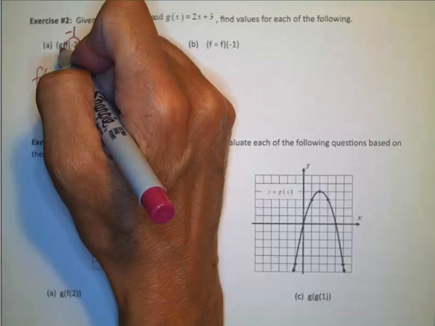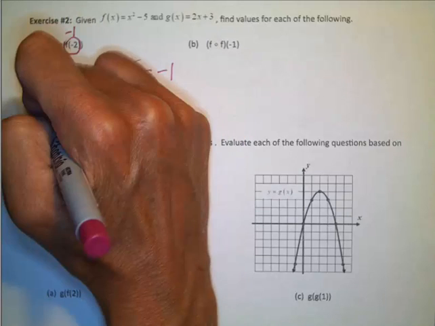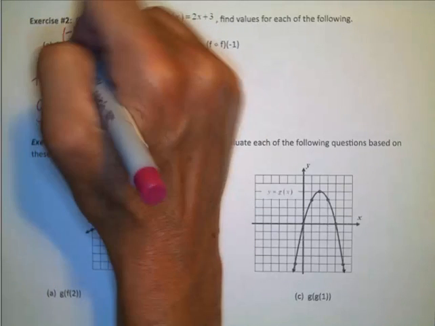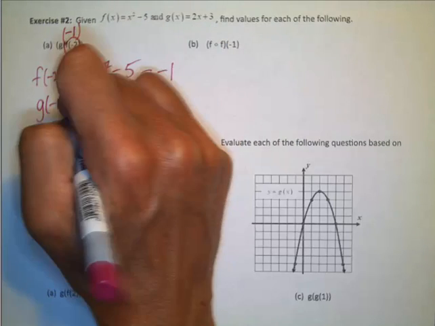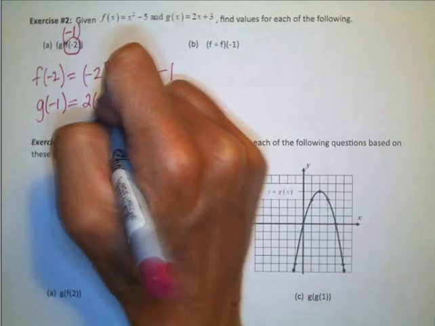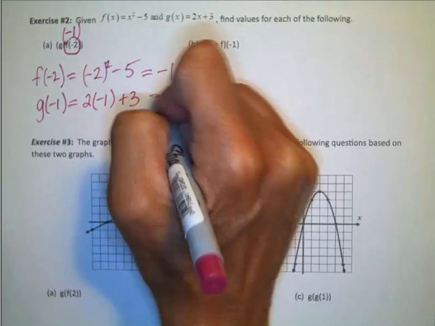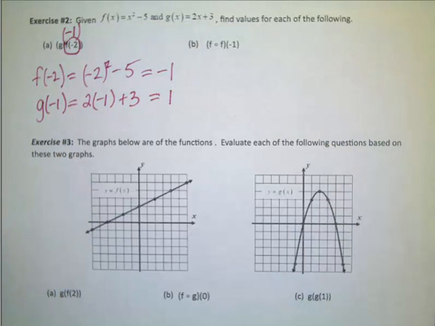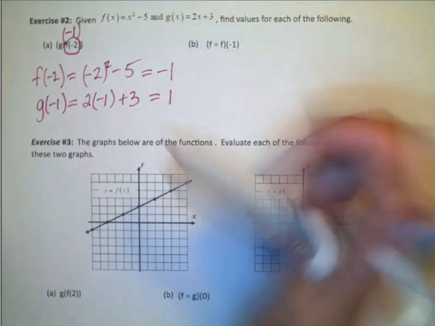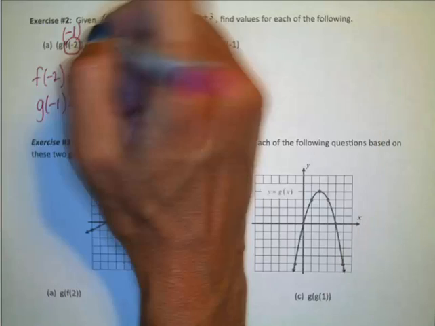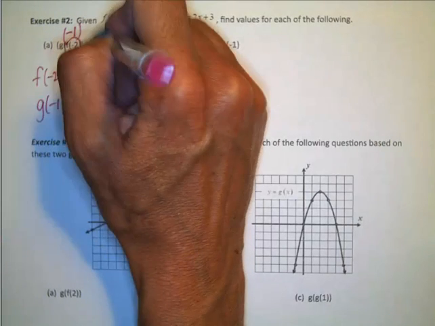Now we're looking for g of negative 1. So now we're going to go to the g function, and we're going to put negative 1 in for x. So 2 times negative 1 plus 3 is 1. You do not do anything with these 2 answers. This is the final answer. So g of f of negative 2 equals 1.